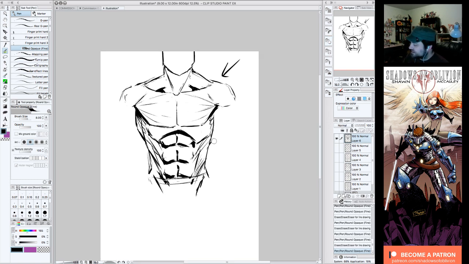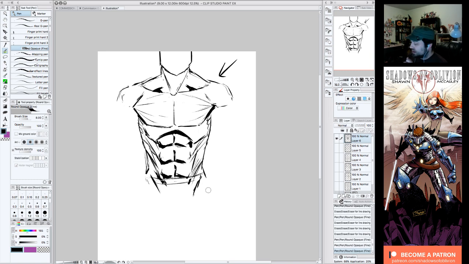So I'm going to erase these back muscles because once I start drawing the arm, they're going to get covered up, so there's no point in me keeping them here. All right, so since no one else has thrown down any comments, I'm just going to assume we're good to move on to some arms here.